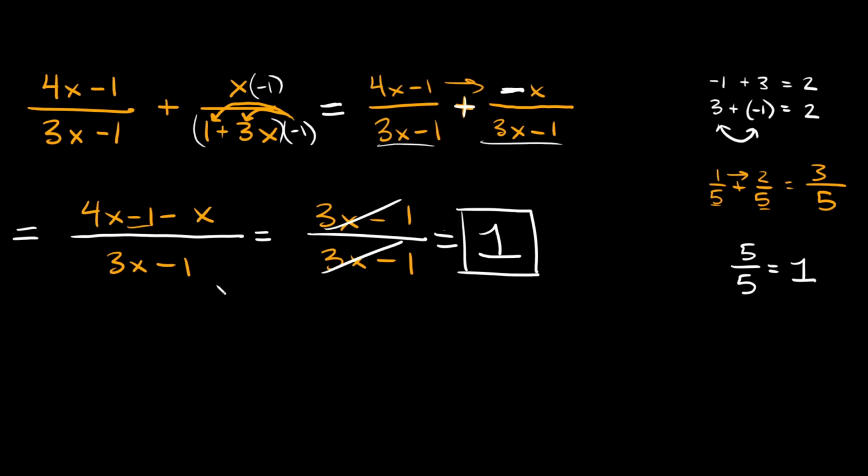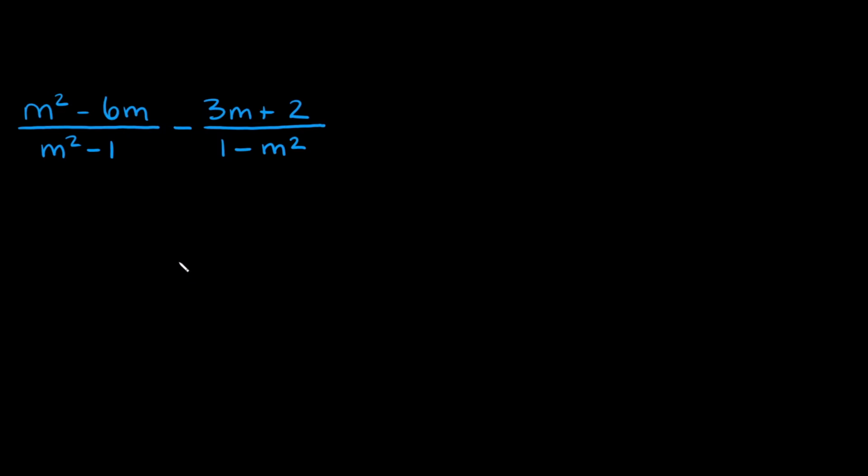Let's try one last example where we're going to subtract, since it's just a little bit different. All right, so here's our second example. If you look at the denominators, here we have m squared minus 1, and here we have 1 minus m squared. So again, they're flipped, right?